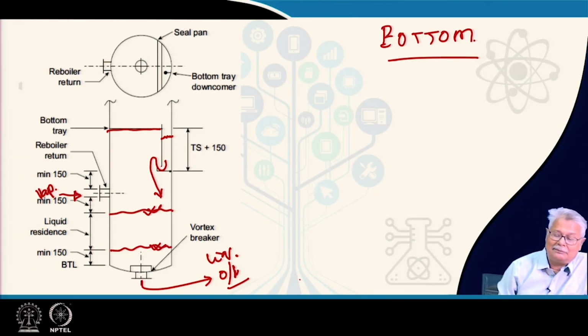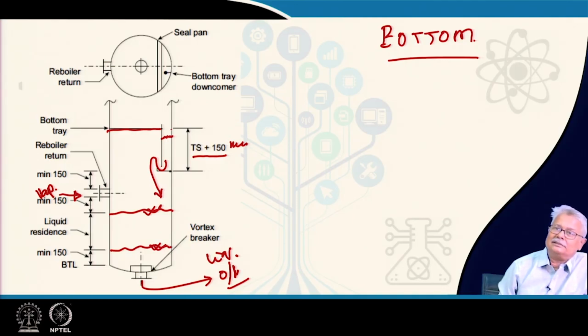Now, let us look at the dimensions here. The submergence we ensure for this particular downcomer skirt: it is typically mounted at a distance of tray spacing plus 150 mm below the bottommost tray.